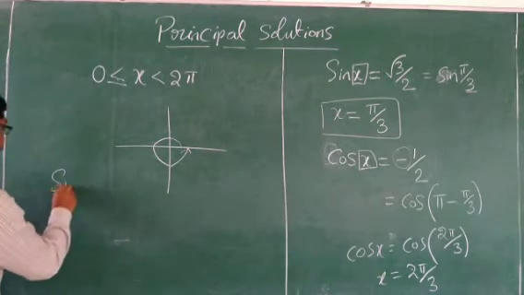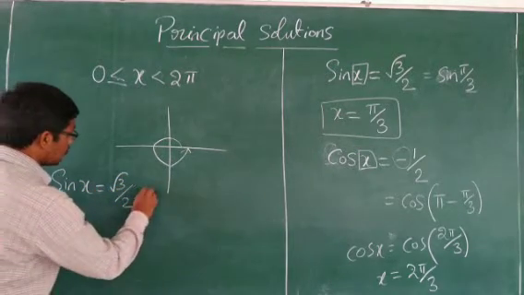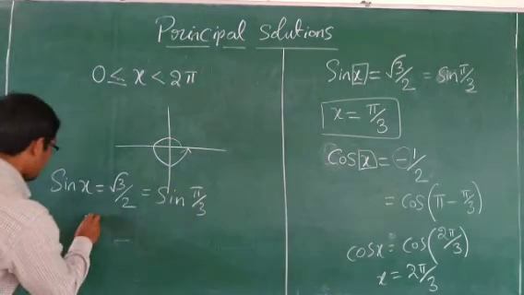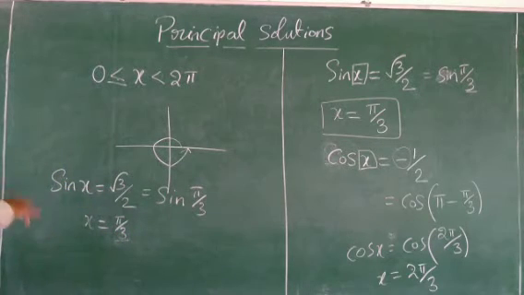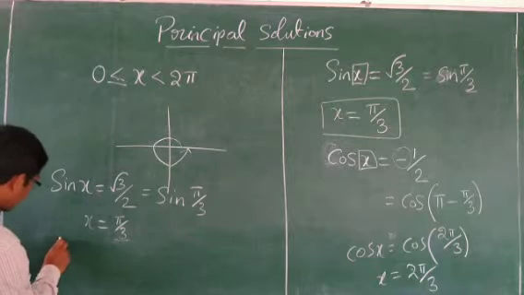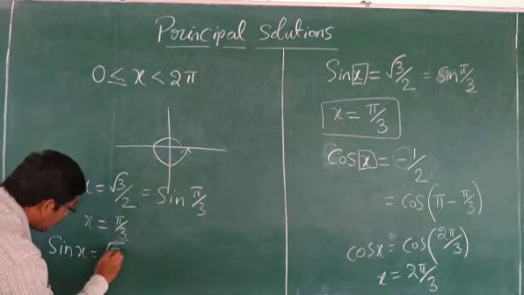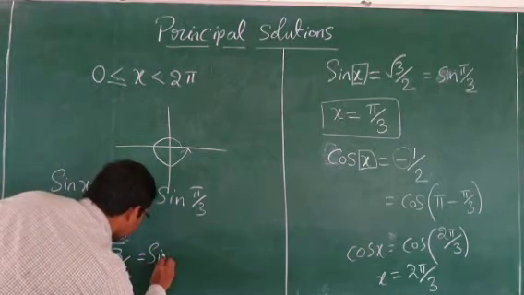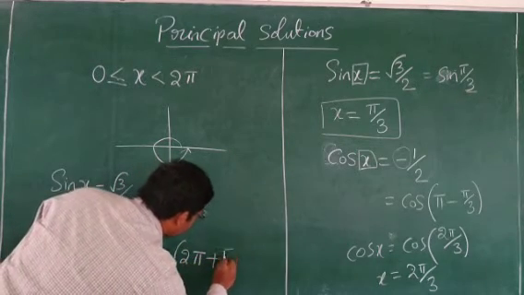For example, you can take sin x is equal to root 3 by 2, which is equal to sin pi by 3. x is equal to pi by 3. This is the principal solution. Now I can take this in another way. Sin x is equal to root 3 by 2. I can also write this as sin of 2 pi plus pi by 3.